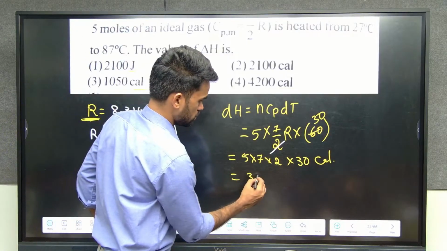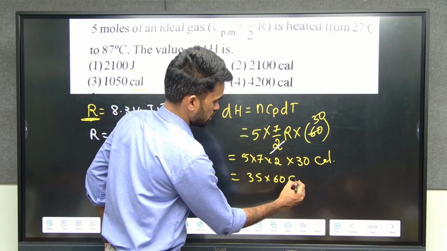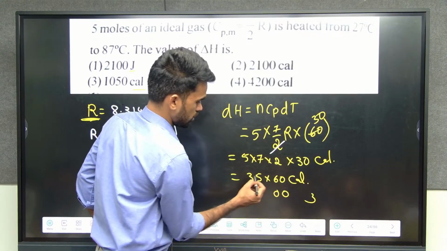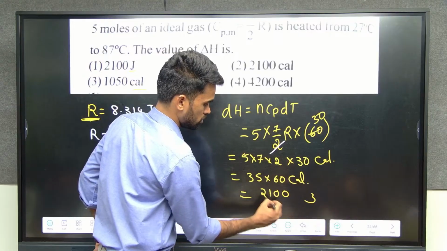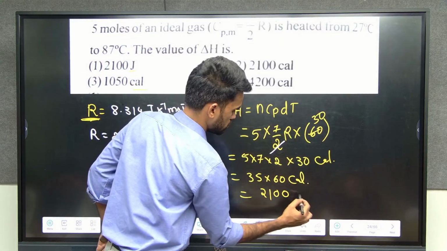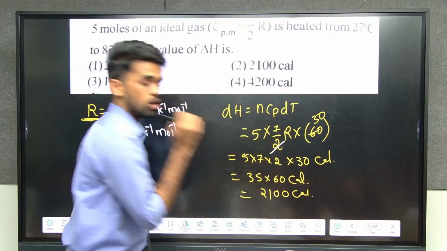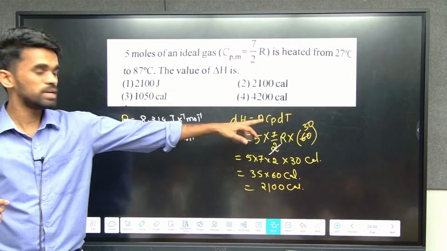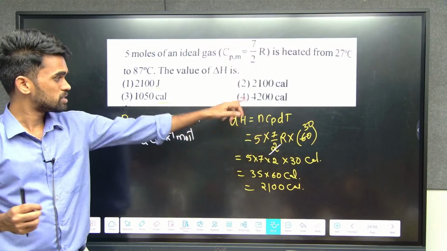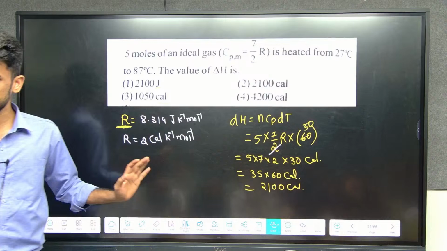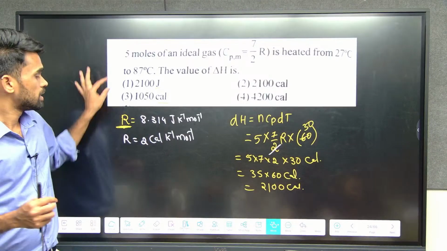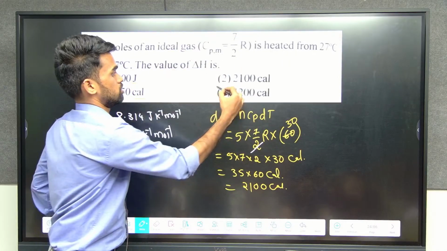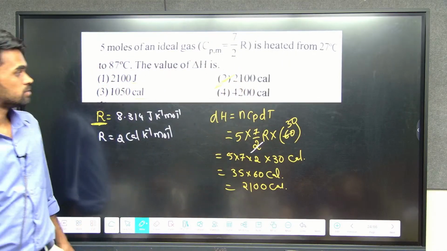35 into 60. So 0, 0, 3, 18, 21. Got this, how we are doing this? nCpdT is a formula to be used here. So substitute them, you will get the answer. Okay, what is our answer here? Second or first? So that is to be taken in calories, same units.